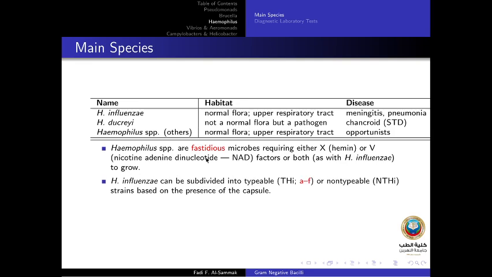H. influenzae can be subdivided into typable or untypable. The typable depends on the presence of the capsule, and they can be subtyped into types A to F, or non-typable strains. The most common pathogen in humans is H. influenzae type B.